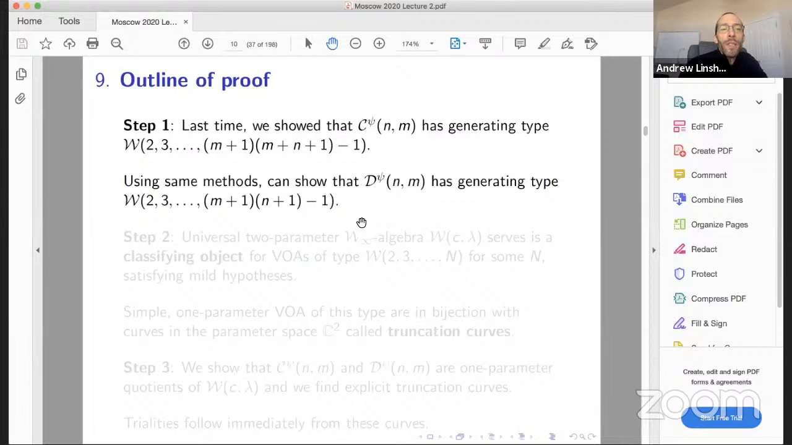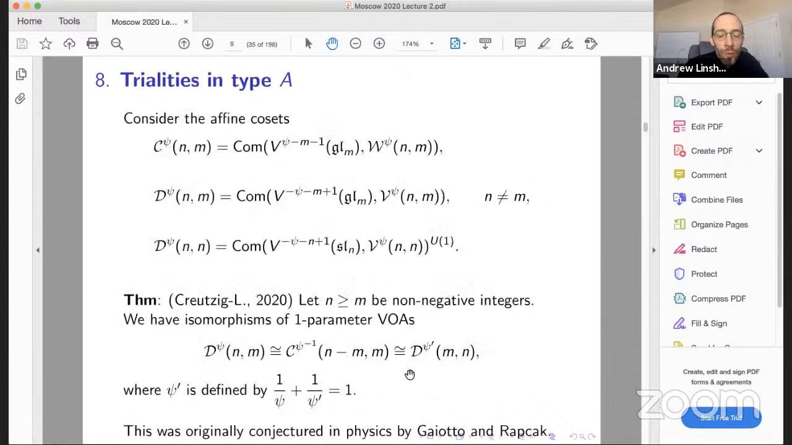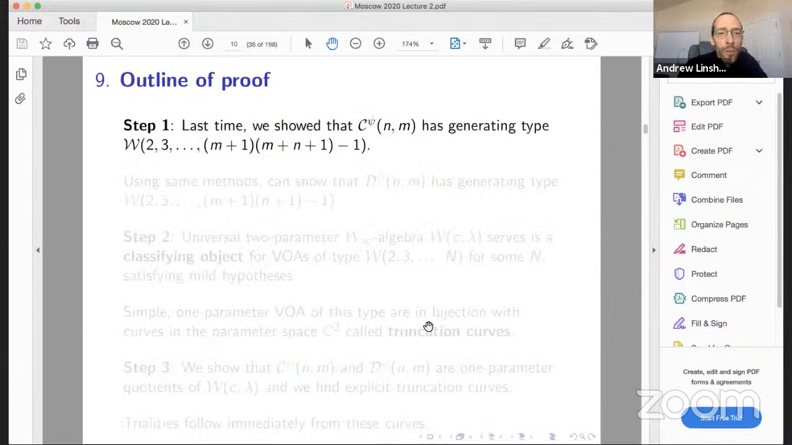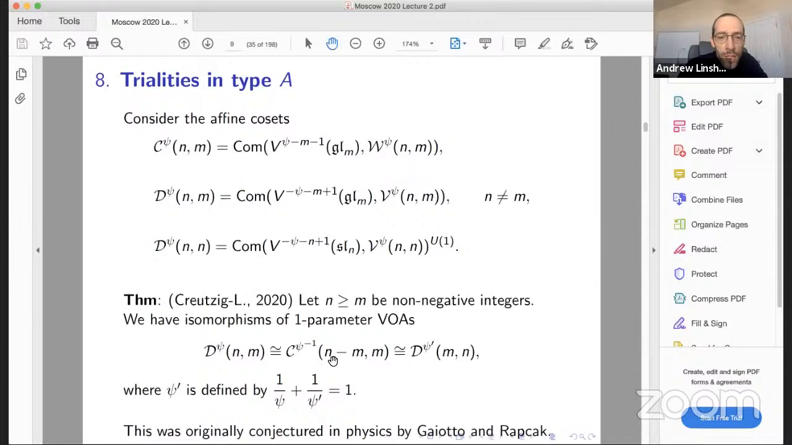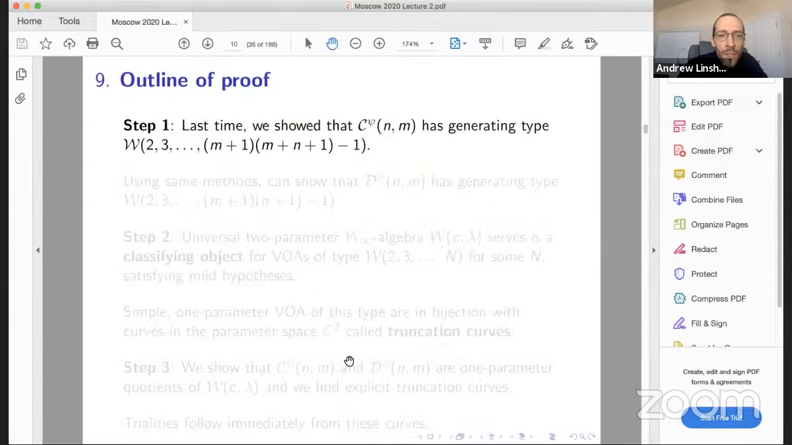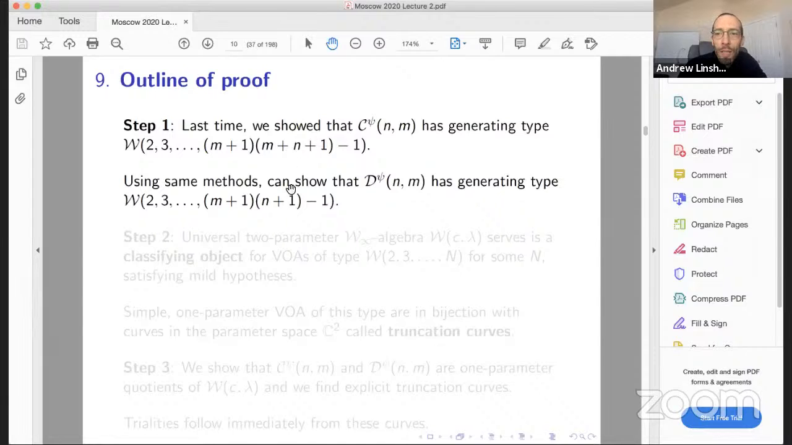I won't go through the details, but it's a very similar argument that D psi nm has strong generating type W 2, 3, up to n plus m minus 1. Again, it uses invariant theory. You pass to the limit. The invariant theory involves the first and second fundamental theorems for GL M, but now it's acting on a fermionic space, but you can apply the same results. Notice that I didn't write down the central charges here, but it's easy to check that all three of these algebras have the same central charge. And this shows that they have the same strong generating type, because the relationship between a C and a D is that I have to replace the first entry n of C by n minus m. So if I replace n by n minus m, then you see that these generating types are the same.